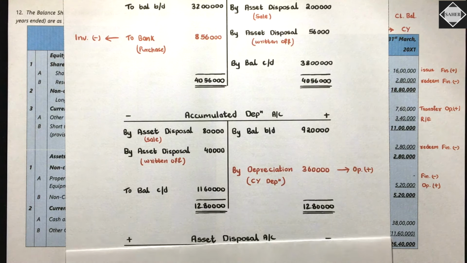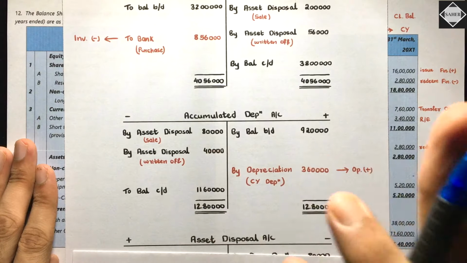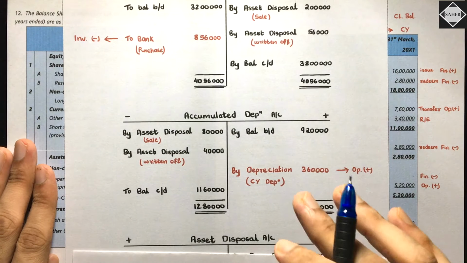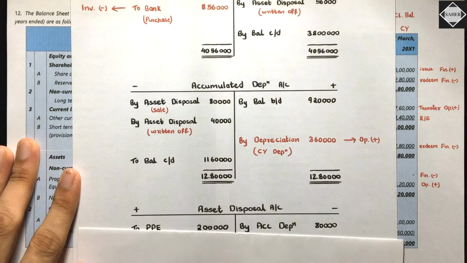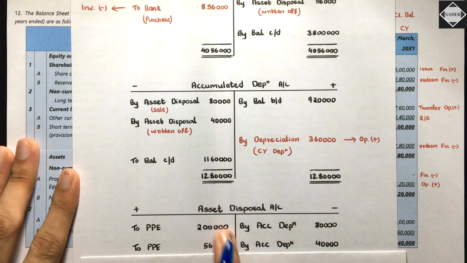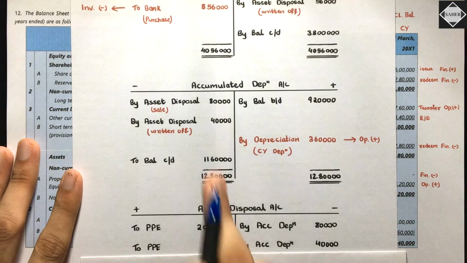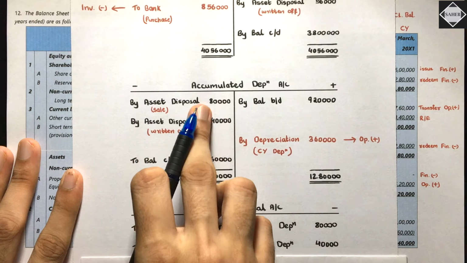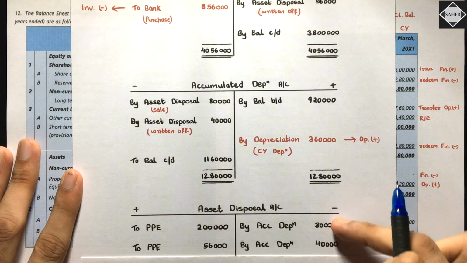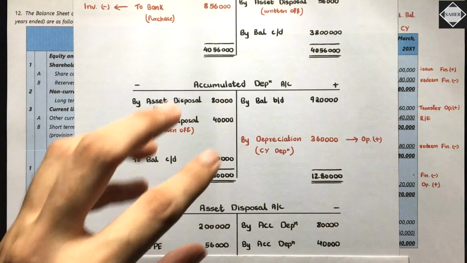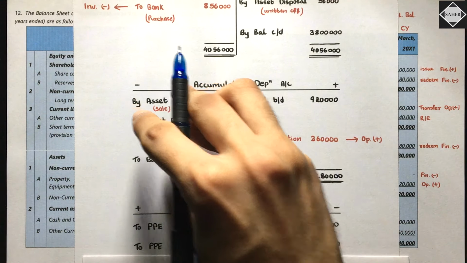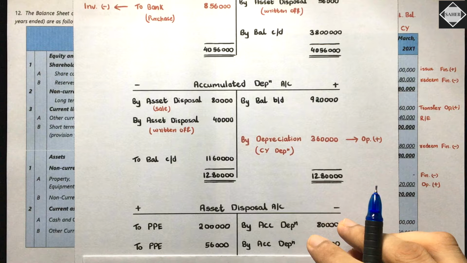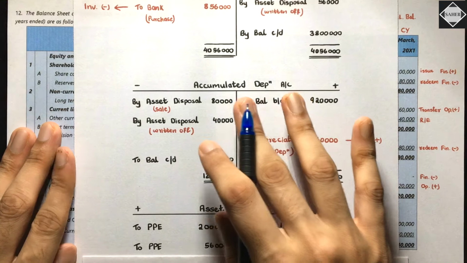Now, what happens over here in asset disposal? First, we take all the cross postings, right? From here 2 lakh and 56 will come. See, 2 PPE, 2 lakh and 56. And then from accumulated depreciation, 80,000 and 40,000 will come over here. You understand? The original cost has come over here, and then whatever depreciation is there till date has come over here. Is it clear?